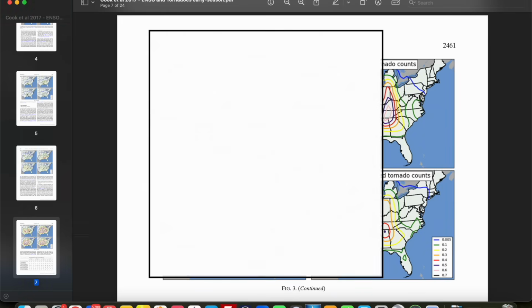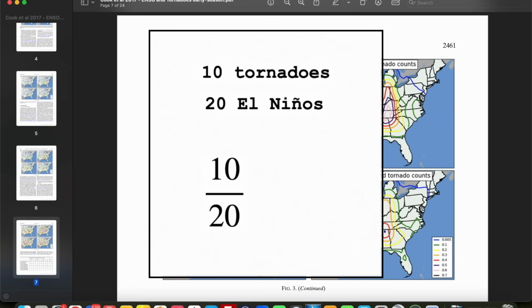For example, let's say a certain grid box had 10 total tornadoes during all El Niño Marches in the study, and that there were 20 Marches where El Niño was present during the study period. You divide 10 by 20 to get a normalized tornado count of 0.5 for that grid box for El Niño Marches.